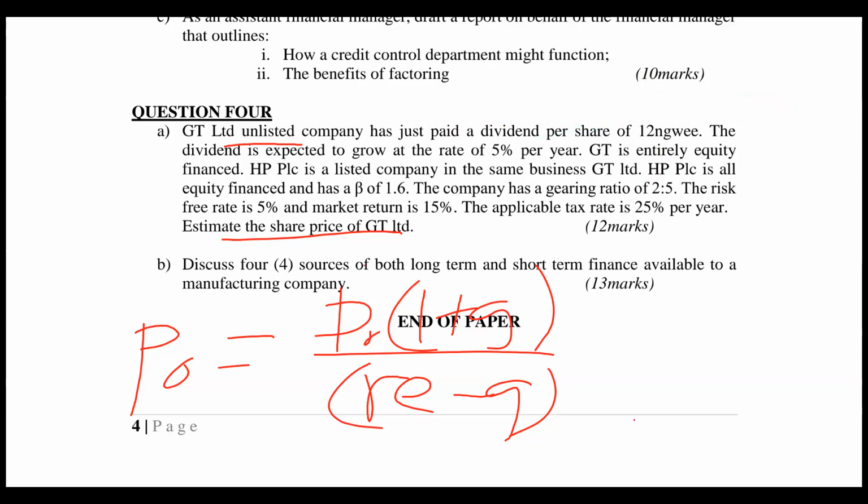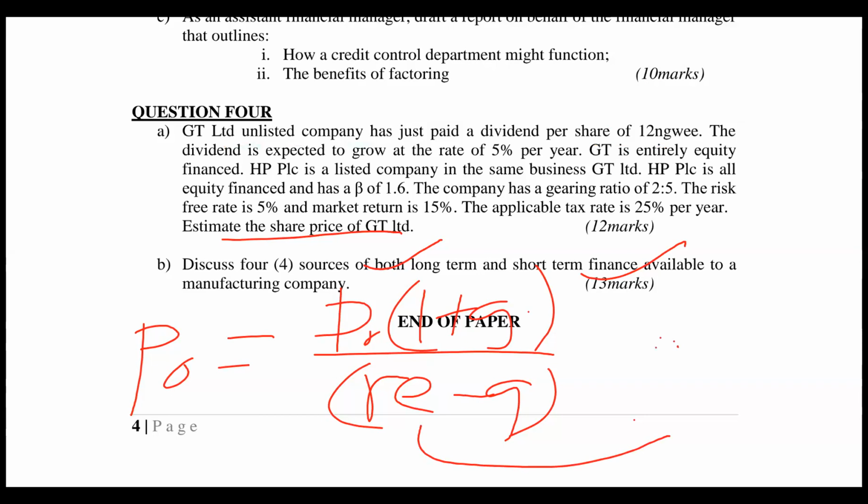We need the D naught. We have the dividend, 12 ngwe. We have the growth rate already. We don't have the return on equity. We don't have the cost of equity. So we need to calculate the cost of equity. How can we calculate the cost of equity? We can use the capital asset pricing model again.